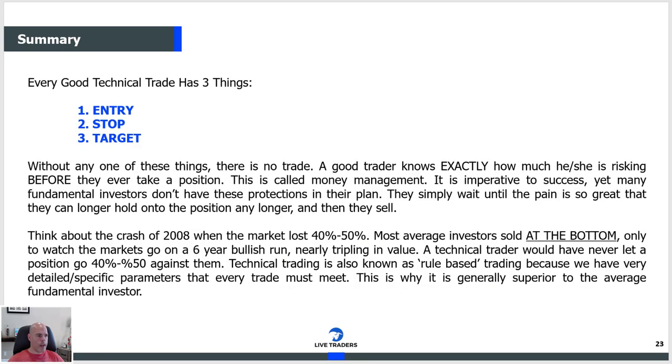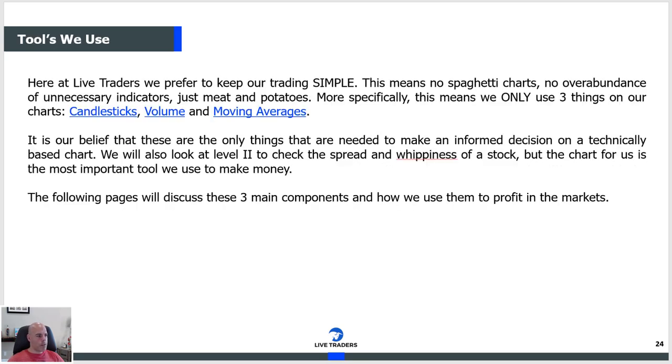All right. So now, let's move on to some of the tools that we use, guys, on the charts. Okay? I see a lot of folks out there overcomplicating their trading, right? Overcomplicating their trading.